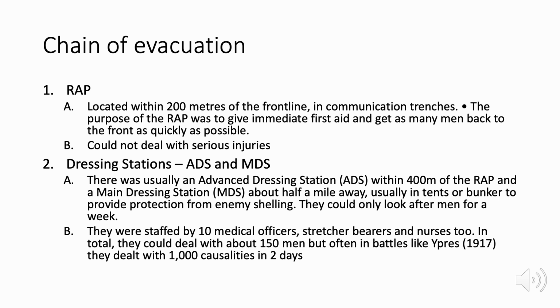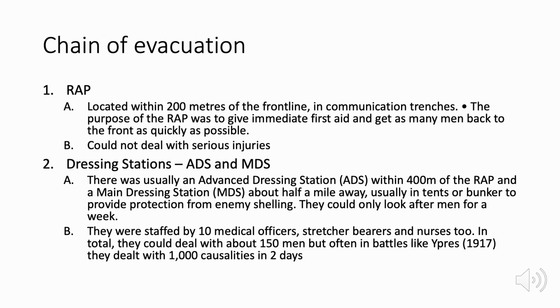Okay, so now we're on to the chain of evacuation, and this basically explores the experiences of injured soldiers, and we will look at where they would go based upon their injury. So the first thing you want to be aware of is the RAP, the Regimental Aid Post. That's located within about 200 meters of the front line in what is known as a communication trench. The front line is the first trench in opposition to the enemy. You then have a support trench, and then you have the communication trench. The purpose of the Regimental Aid Post is to give immediate first aid and to get as many men back to the front as quickly as possible. The Regimental Aid Post does not deal with serious injuries.